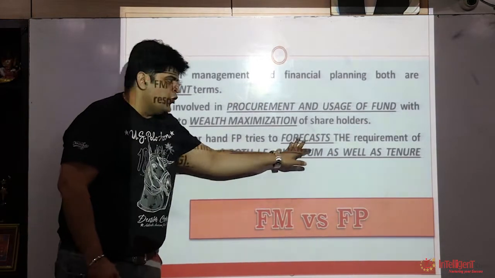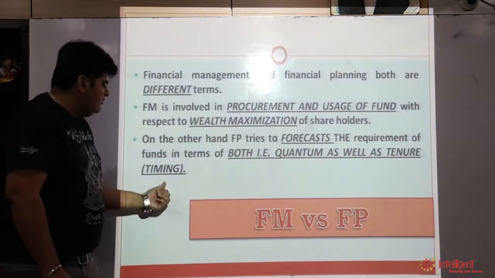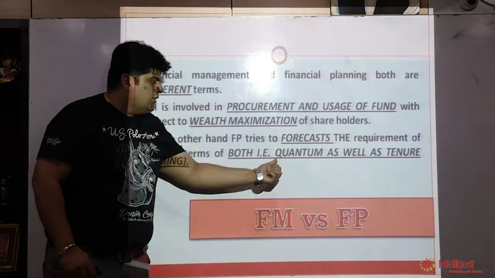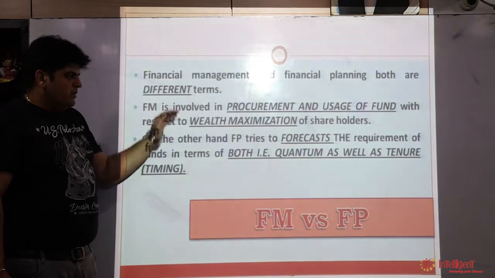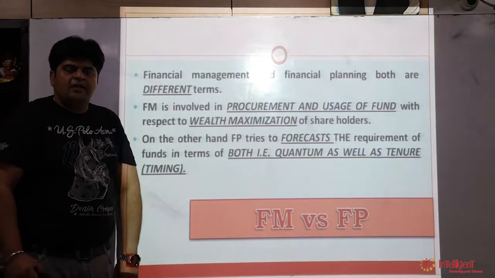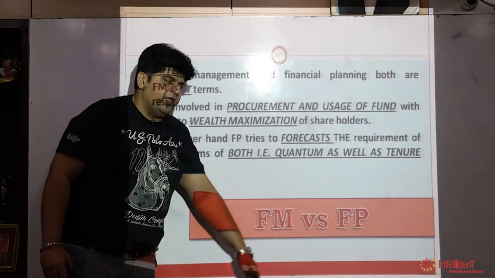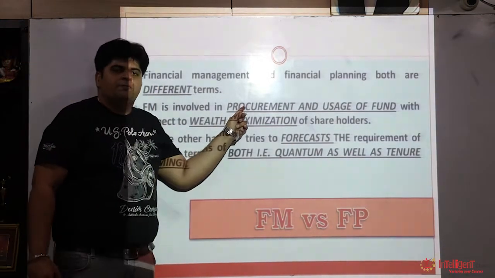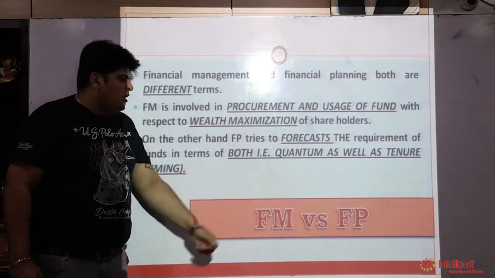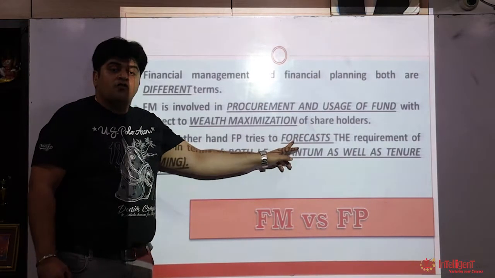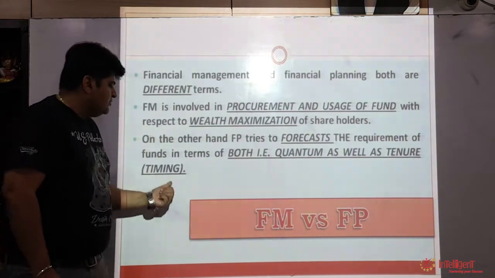Financial planning is trying to forecast the requirement of funds both in terms of quantum as well as in terms of tenure, where quantum stands for quantity and tenure stands for timing. Quickly recapturing the entire slide, we have just learned the difference between finance management and financial planning. Finance management is concerned with procurement and usage of funds with respect to wealth maximization for shareholders. On the other hand, financial plan tries to forecast the requirement of fund both in terms of quantum as well as in terms of tenure.